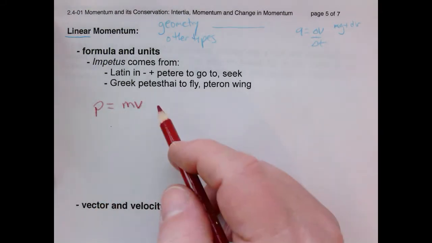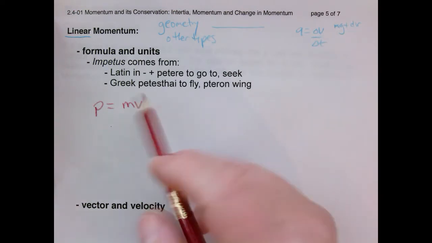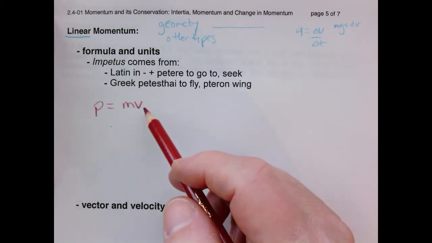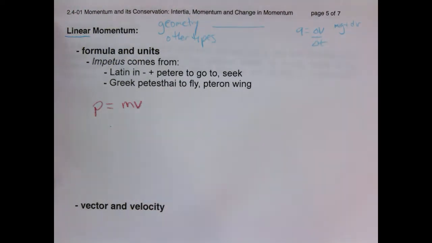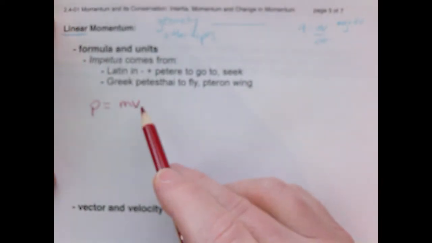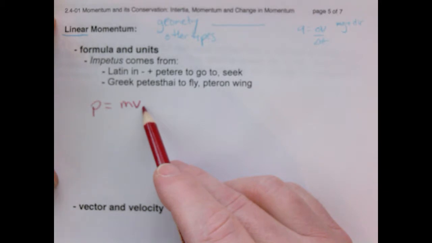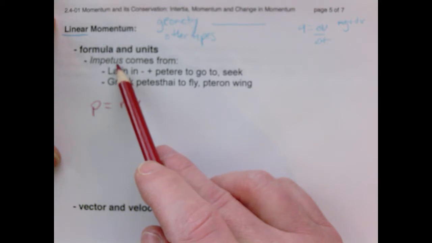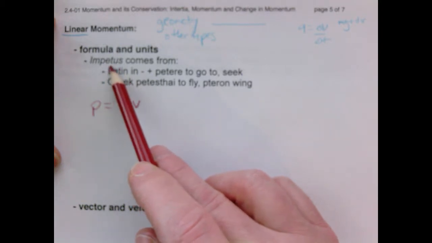If you look up the definition of momentum, what you will find is either this formula or the product of mass and velocity. It's not really very helpful. But if we go back to the history of this concept of momentum, before the concept of momentum was developed, natural philosophers or scientists, physicists at the time, used the word impetus.